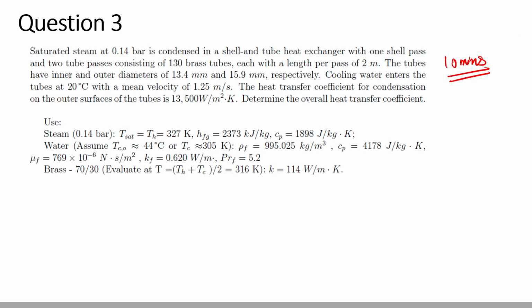Basically in this question, you have to find the overall heat transfer coefficient from the formula that I had shared earlier. In order to find it, you need to find the outer heat transfer coefficient as well as the inner heat transfer coefficient for the tube side. For that, you can use the Nusselt number correlation or the Dittus-Boelter correlation, depending on the value of Reynolds number that you obtain.